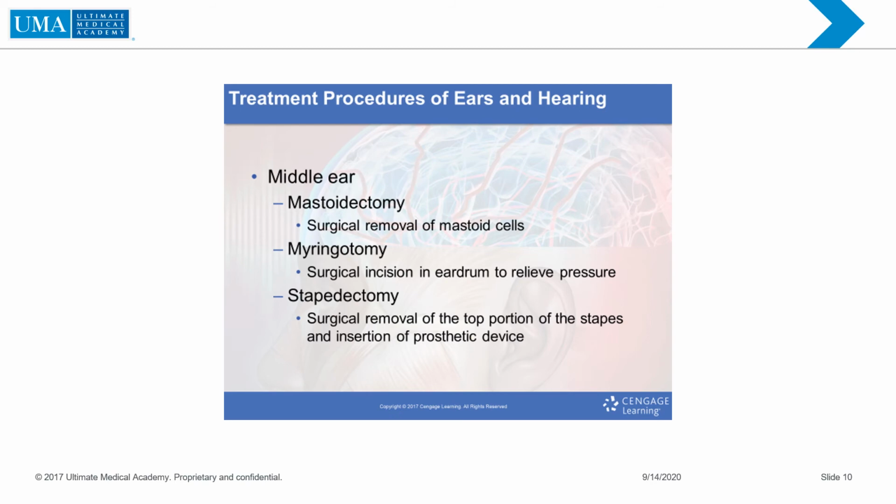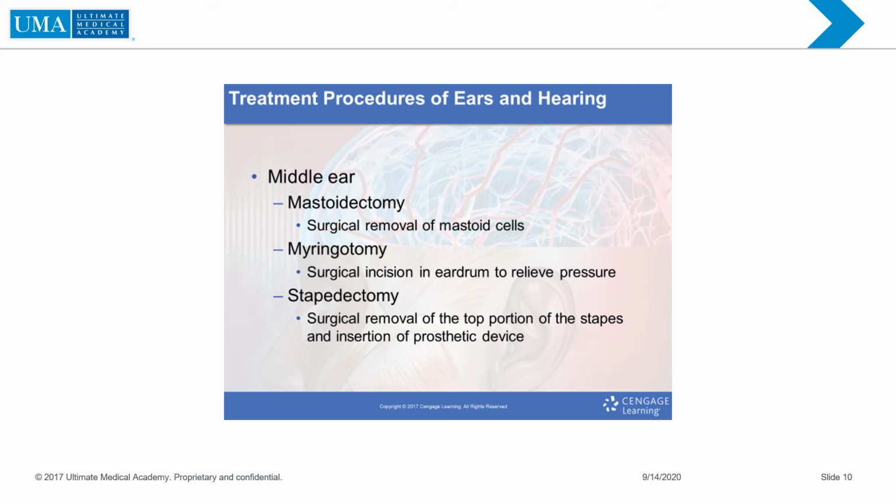Some other treatment procedures would be a mastoidectomy, and this would also be of our middle ear. Mastoidectomy would be the surgical removal of our mastoid cells. Mastoid is referring to the mastoid process, and ectomy means surgical removal. This would be a procedure that's used to treat mastoiditis, which means that the mastoid is inflamed.